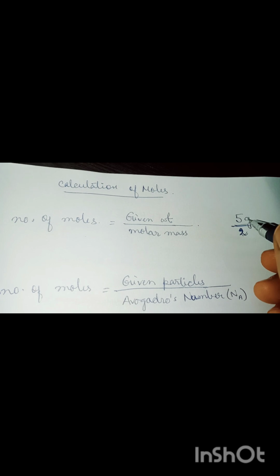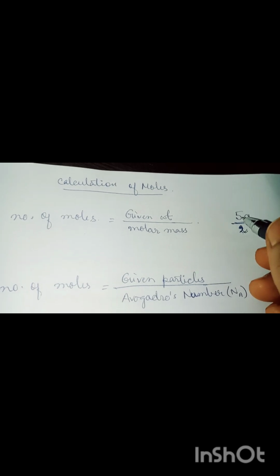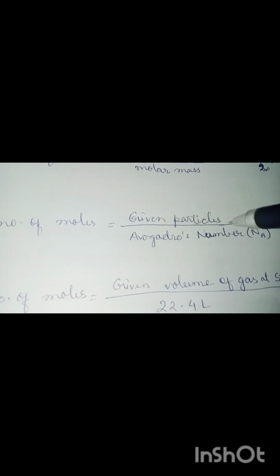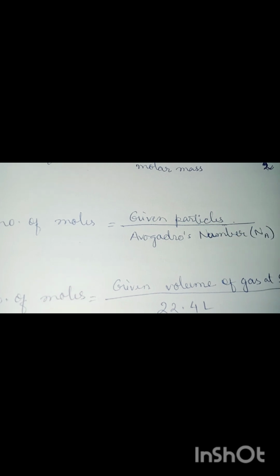When the number of particles of a particular substance is given and we are asked to find out the number of moles, then we will use this ratio: given number of particles divided by Avogadro's number. This ratio gives us the number of moles.